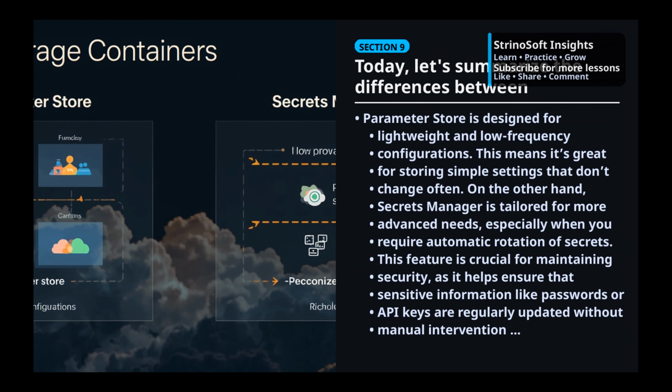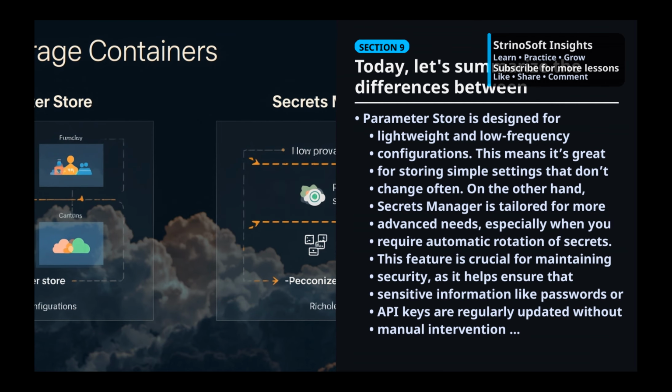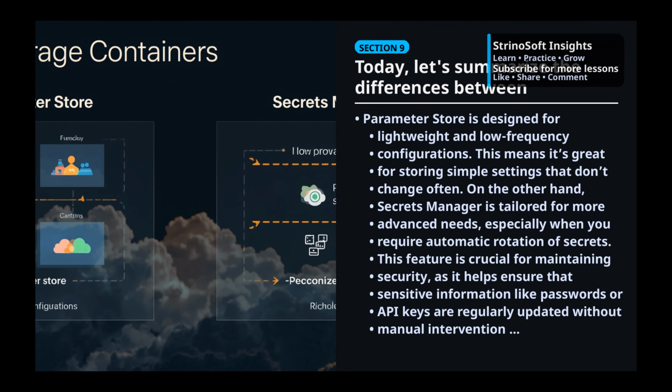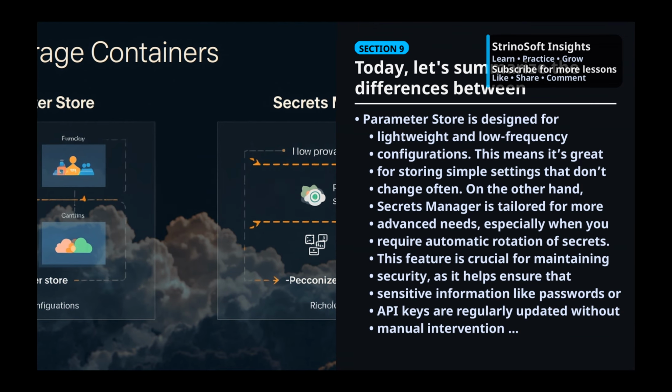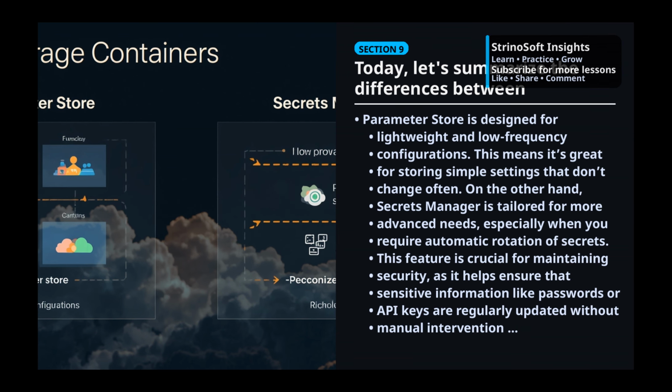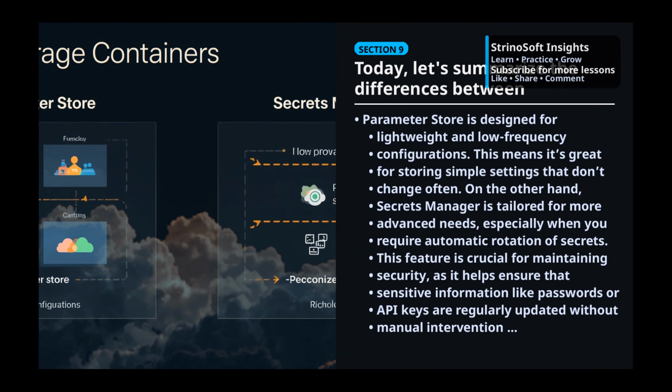For example, think of Parameter Store as a simple toolbox where you keep your basic tools, while Secrets Manager is like a high-tech security system that not only keeps your valuables safe but also changes the locks automatically to enhance security. In summary, remember that for automatic rotation and fine-grained permissions, Secrets Manager is the best practice.